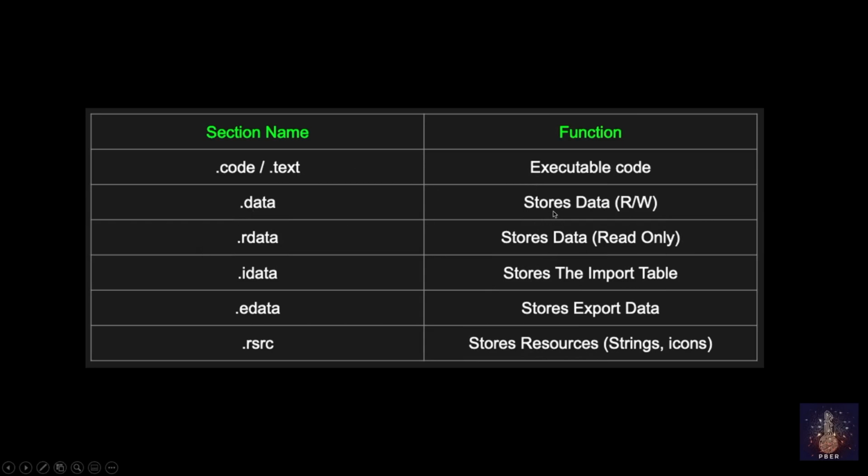.data basically stores the data in a read or write way. .rdata stores the data as read only. .idata stores the import table, so whatever it's importing, it stores over there. And .edata stores the exported data, so if you are exporting something, it will be stored there and sent onward. .rsrc stores the resources, strings and icons. So if you see these section names, this is what their function is.